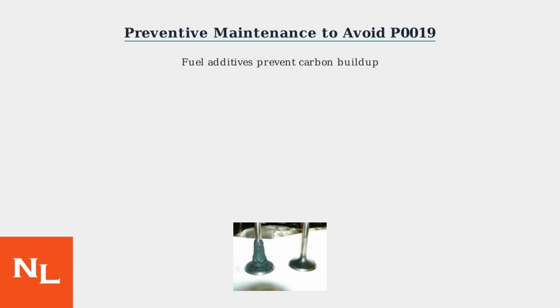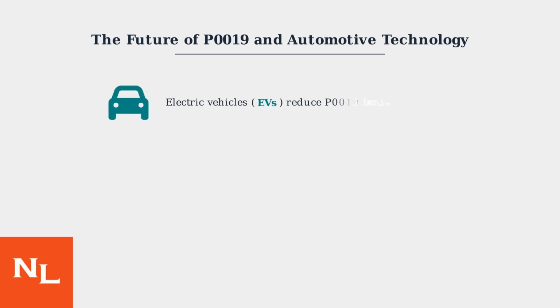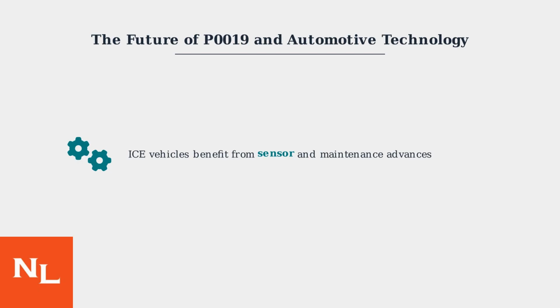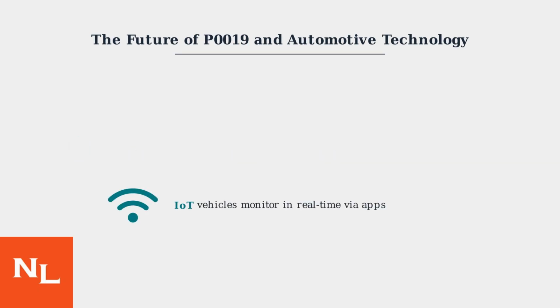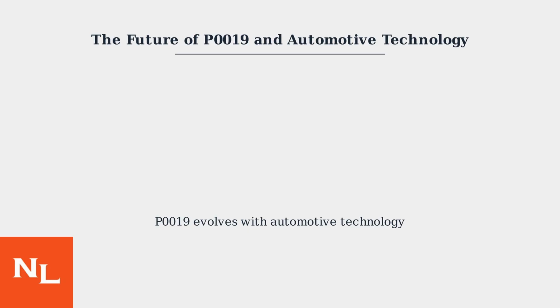Consider using fuel additives to keep the fuel system clean and prevent carbon buildup, which can affect sensor performance and valve timing. As electric vehicles become more common, mechanical timing issues like P0019 will decline. For internal combustion engines, improved sensors and predictive maintenance will help prevent these problems. IoT-enabled vehicles already use onboard sensors for real-time monitoring, alerting owners through apps before issues arise. By 2030, integrated sensors and AI diagnostics could automate repairs, significantly reducing costs.